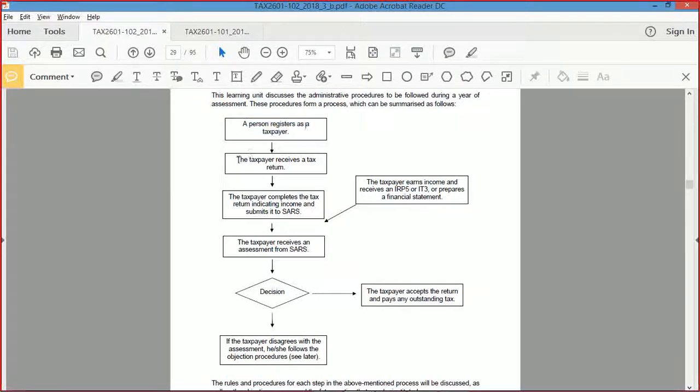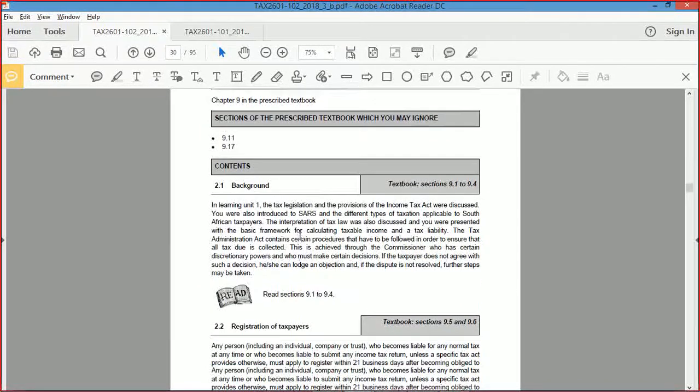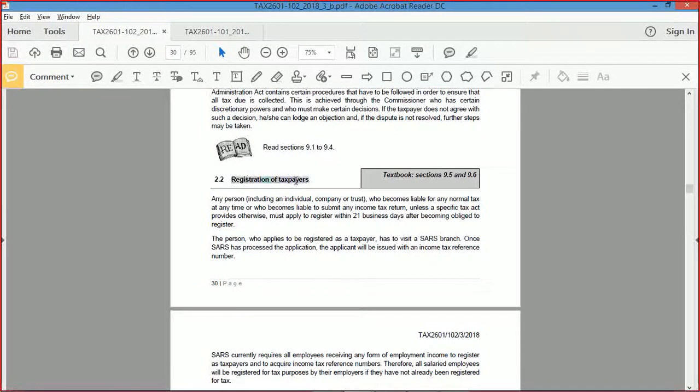After registering, you receive a return, and documents for the return. Then you submit the return, and then that gets reviewed and assessed. Remember, the assessment is whose view? Yours or SARS? It's SARS. Exactly. SARS is the one that assesses what you submit and provide to the receiver of revenue. Yes, sir.